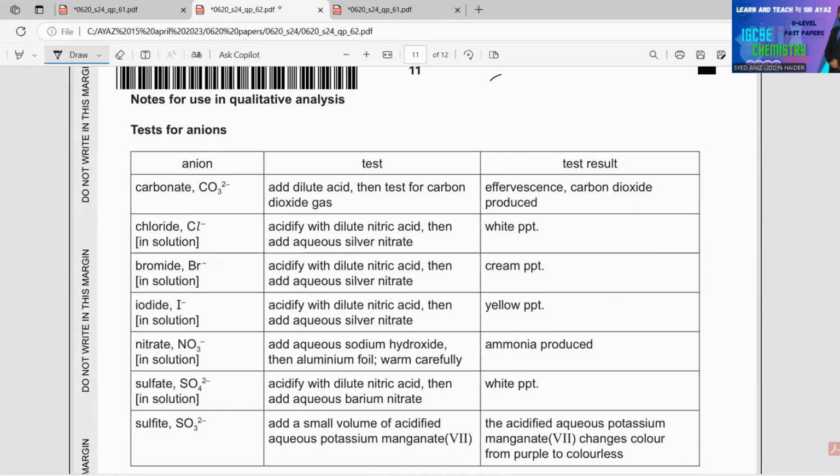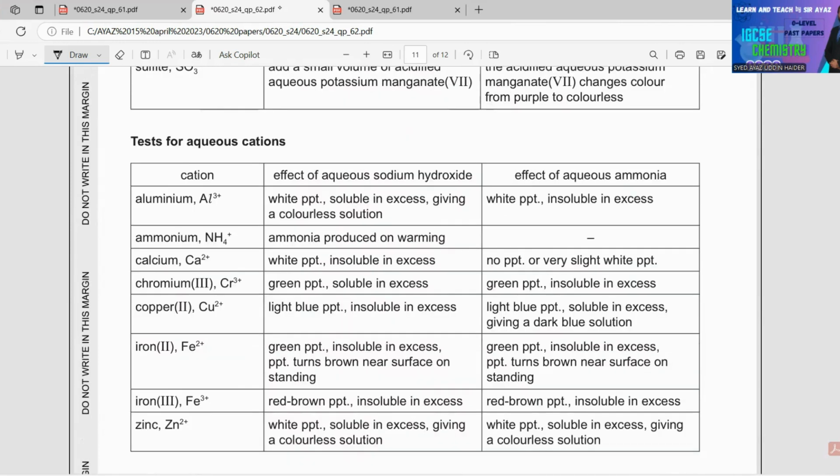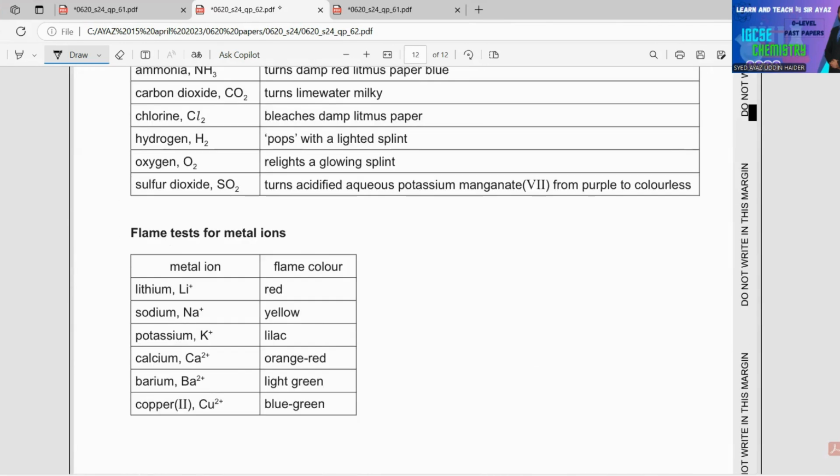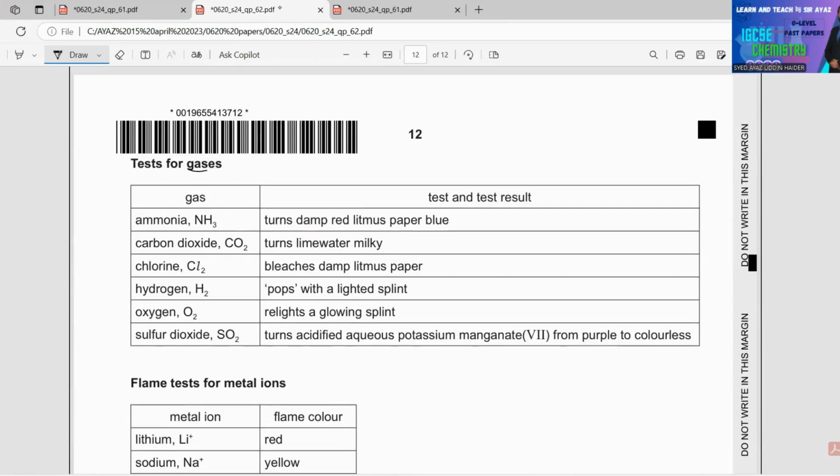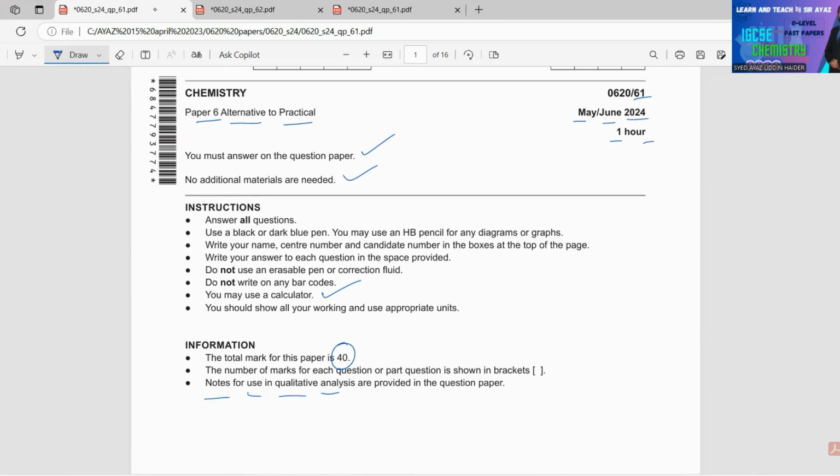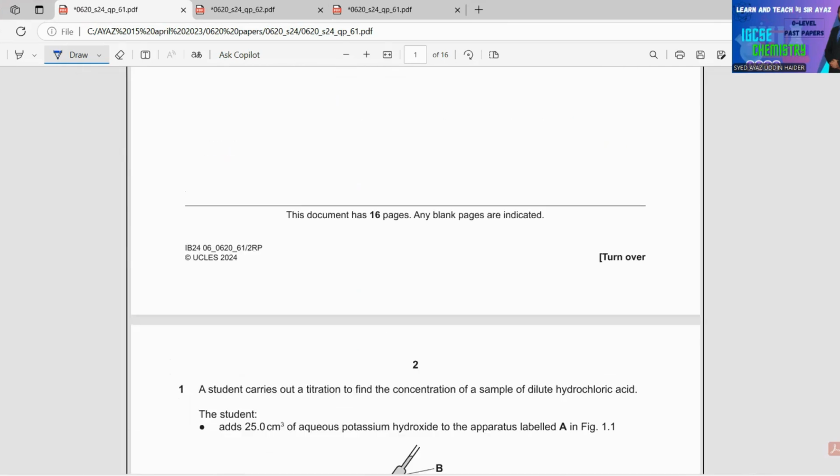And this is the list. This is a test for anions. We have the list for test for aqueous cations. Then you have test for gases as well as flame test. So let's start the paper. Here's question number 1.